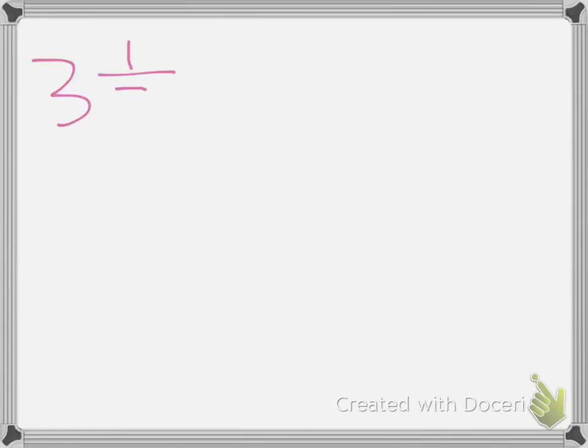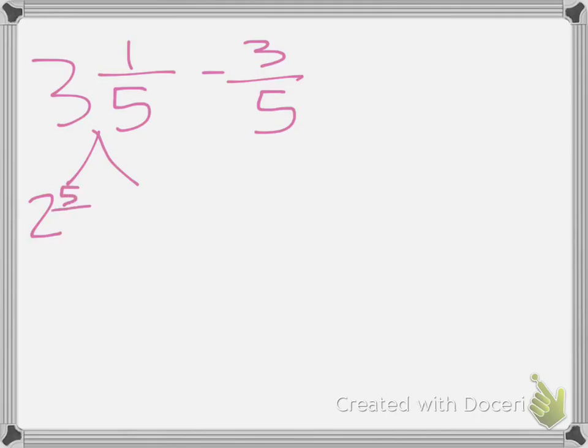3 and 1/5 minus 3/5. All right, I'm noticing that I have same units. I have fifths. I'm noticing that I have a whole number and no whole number on the other side on my subtrahend. But I'm noticing that I need to do 1/5 take away 3/5. That is not possible, so I'm going to have to take 1 from my whole. So my 3 is going to become 2 and 5/5. Bring down that 1/5.